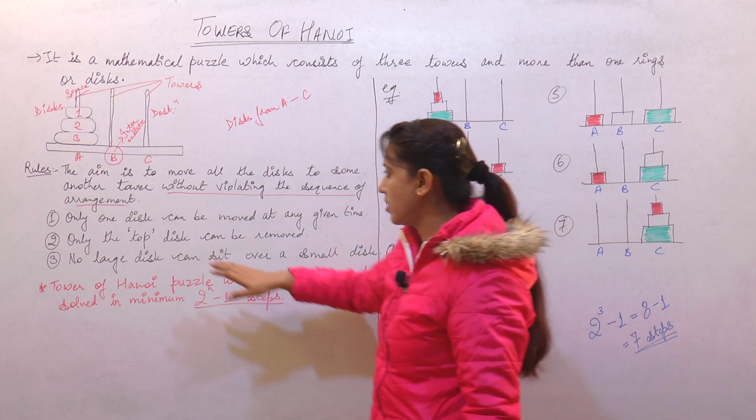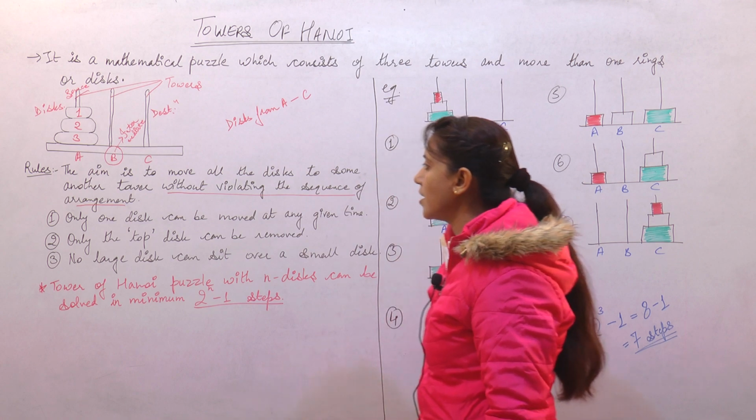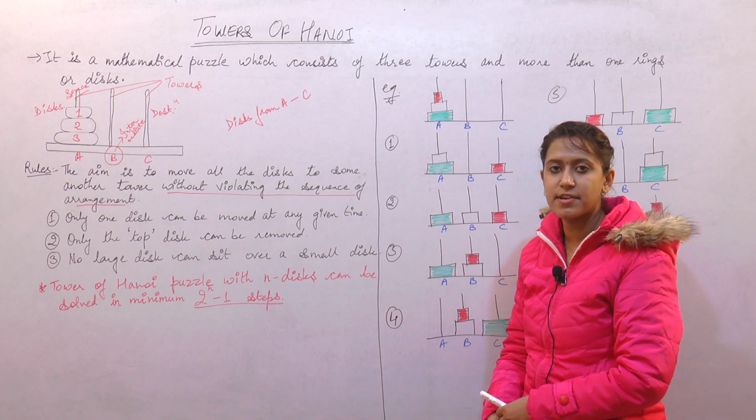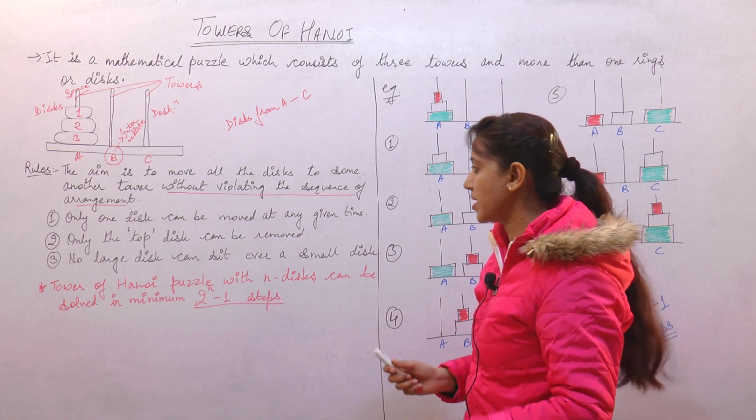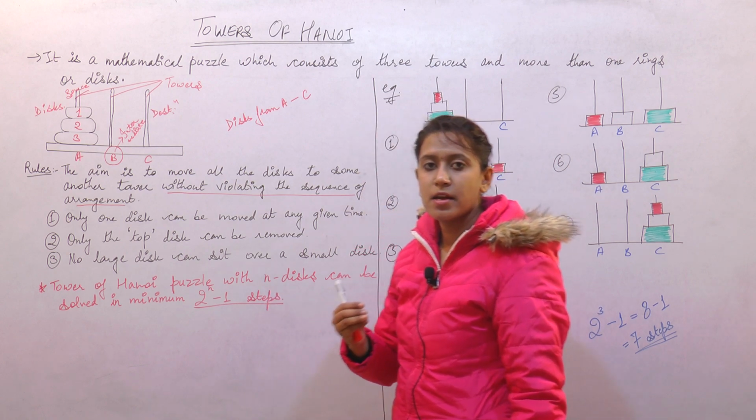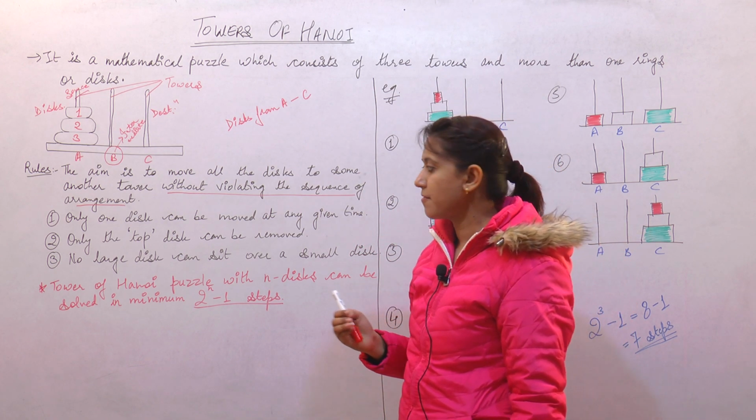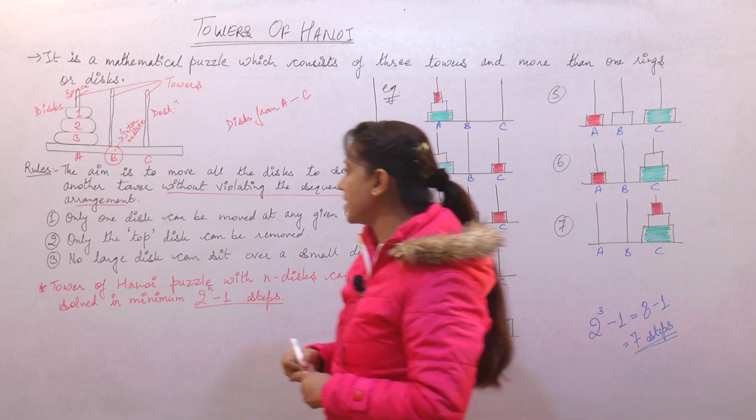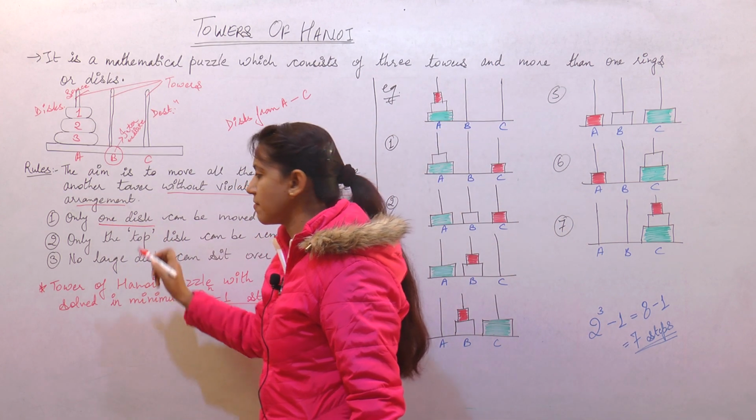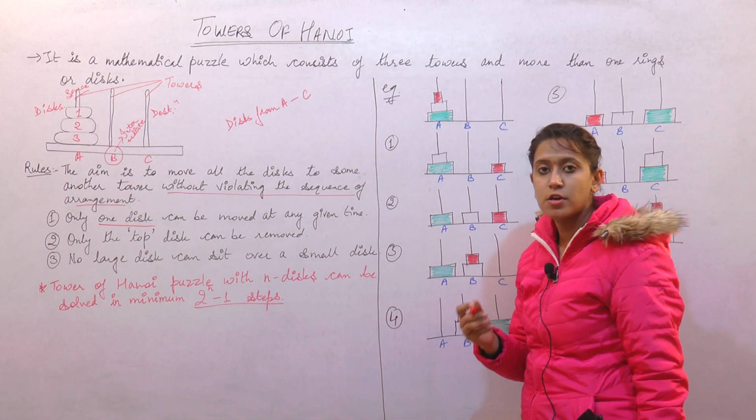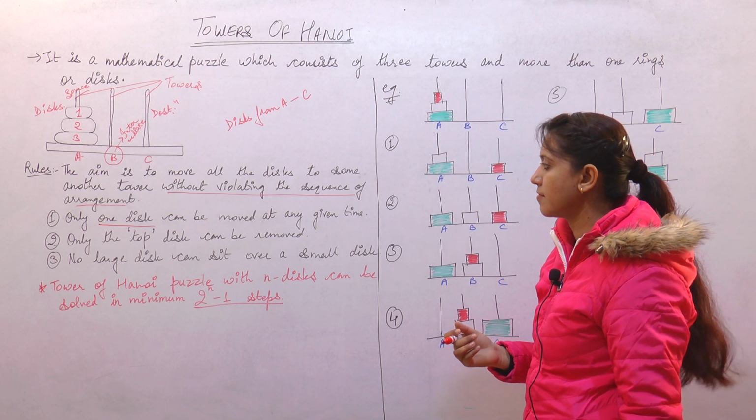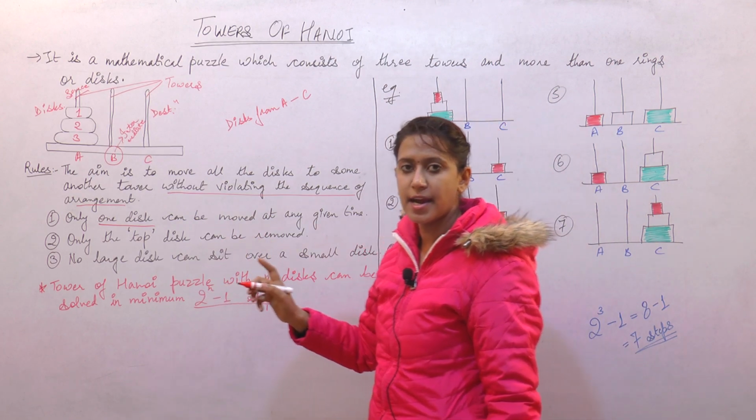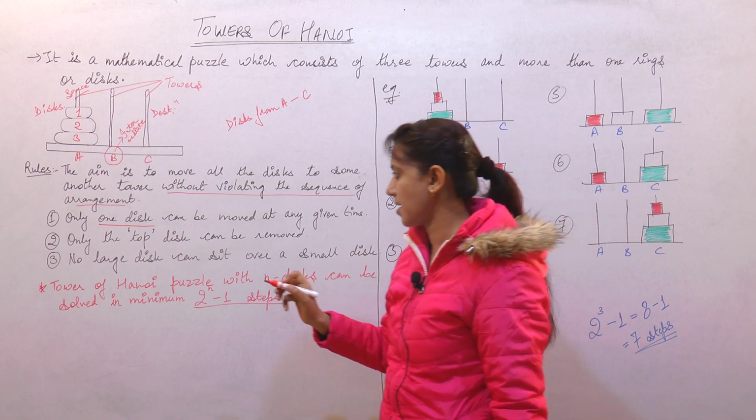Now the first rule states that only one disk can be moved at any given time. At any given step, we can only move one disk at a time. That means we cannot move 2 disks together. We can only move one disk at a time in one step.